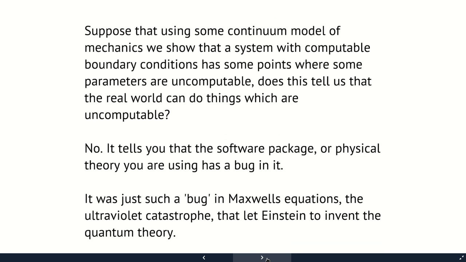Suppose we've got an example which has actually been cited in the literature. Suppose we have a continuum model of mechanics that shows that you've got a system with computable boundary conditions. But if you use the model, there'll be some points in the space where the parameters are uncomputable. Does this tell us that the real world is able to compute uncomputable functions? That the real world does things which are Turing non-computable? No, it doesn't really. It tells you that the software package or physical theory you're using has a bug in it.